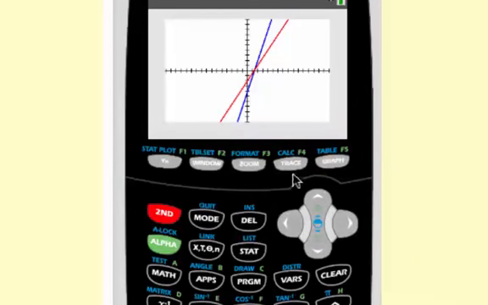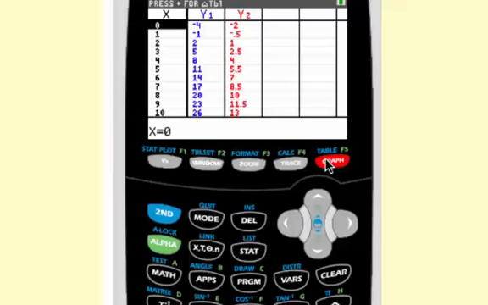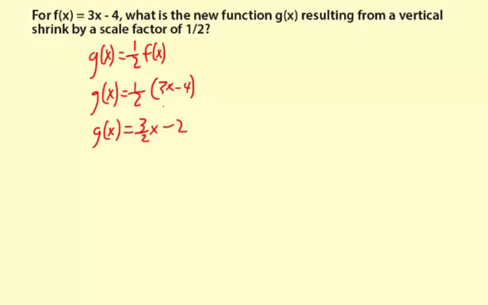And we can look at the table to verify that. So for an input of 0, the output for the f of x was negative 4, and for the g of x is only negative 2. So that's what happens with a vertical shrink. The outputs are half of what they would be with the regular f of x function. Okay, so we just verified this g of x is the correct function for vertical shrink by a scale factor of 1/2.